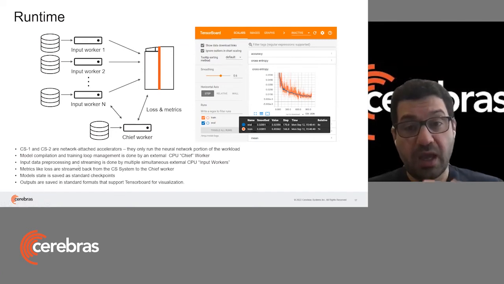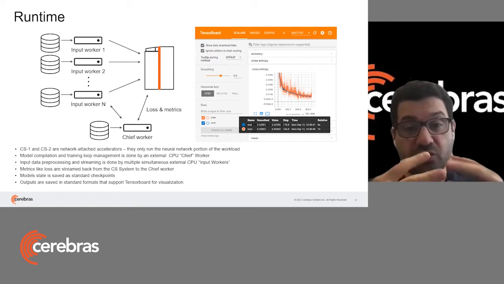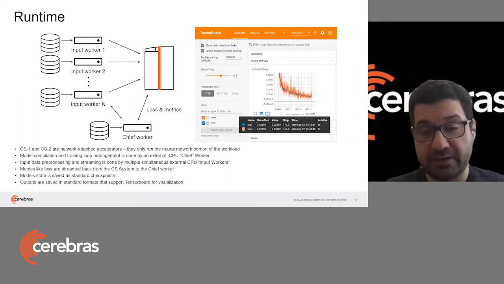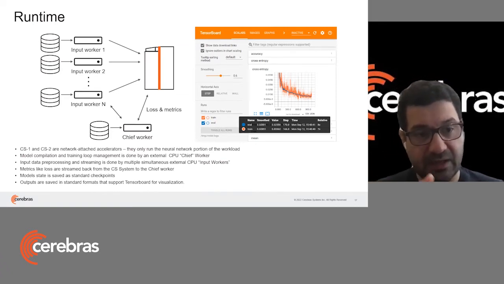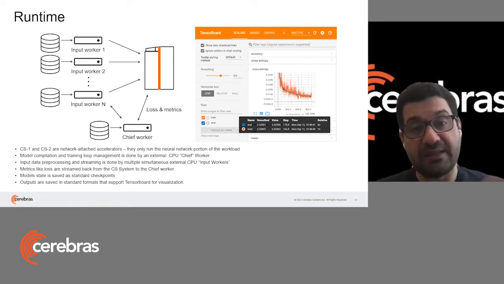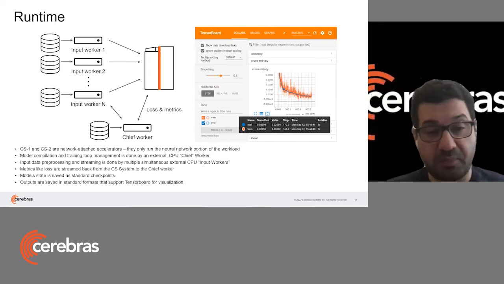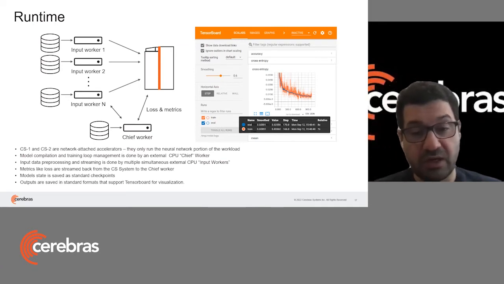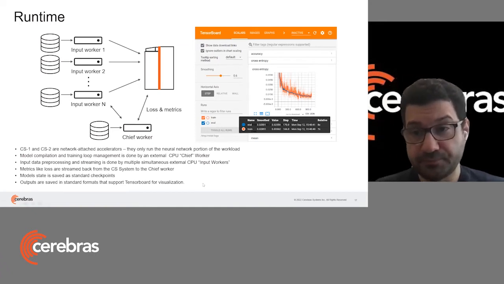Another thing is that the checkpoint for both PyTorch and TensorFlow is the standard checkpoint of the framework. So you can train on Cerebras and evaluate on the GPU, or you can start with a small model and small data on the GPU to test your model and then move it to Cerebras. So we are trying as much as possible to be compatible with the standard PyTorch and TensorFlow models. Any question?